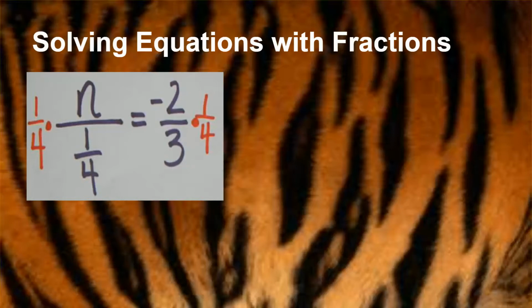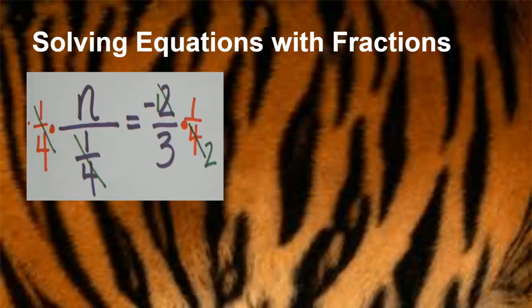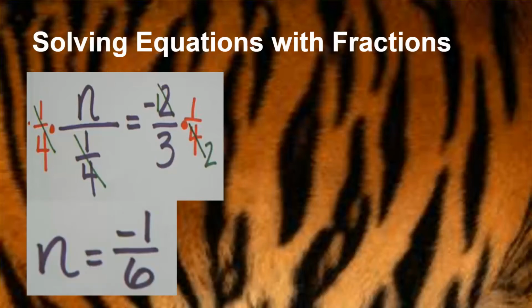It looks funny at first, but doesn't that cancel the left side out? Because multiplication gets rid of division. So then you do it to the right side. Look to cross cancel. So now I multiply straight across. I get negative 1 over 6.